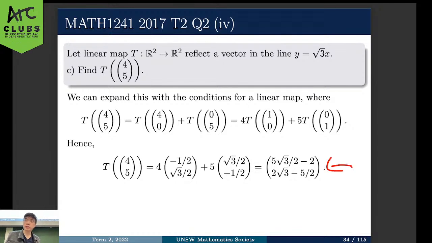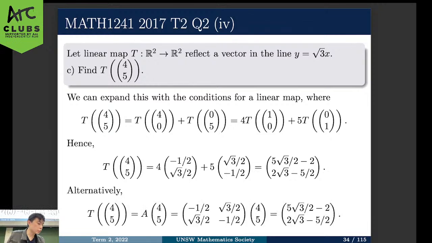But something else we can do is use part B. Alternatively, we know that the transformation is just this matrix times the vector. So we multiply the matrix that we found in part B by the vector, and that should also give us the same answer right here.